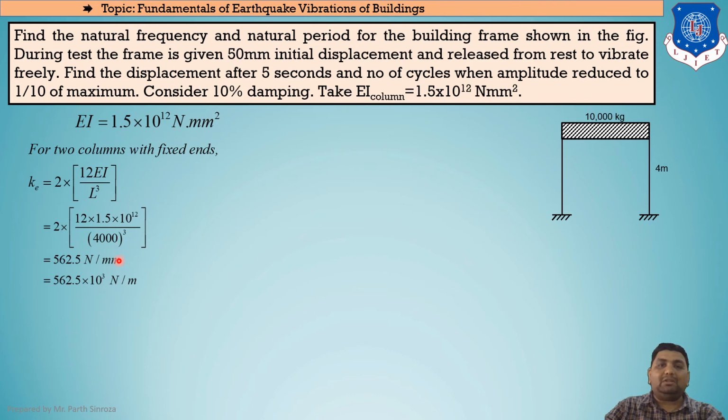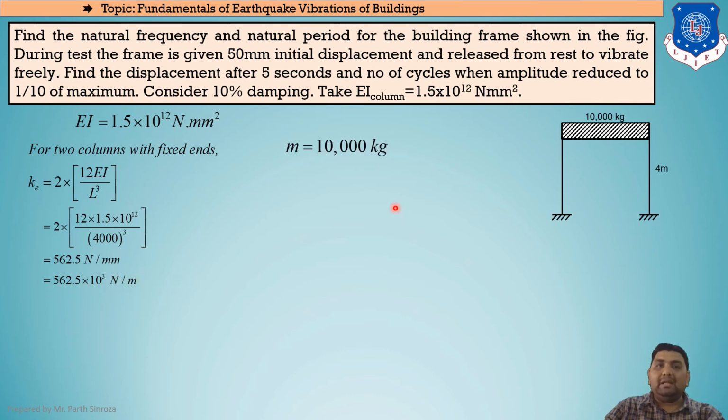Now we always need to convert this value from Newton per mm to Newton per meter. We always are required to get our displacement in meters. Clear? So the answer in meters comes out to be 562.5 into 10 raised to 3 Newton per meter.